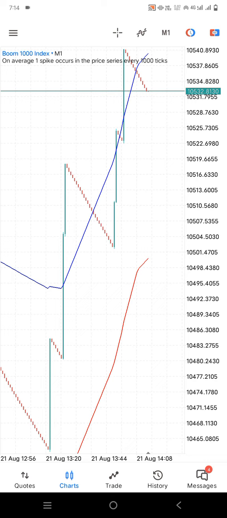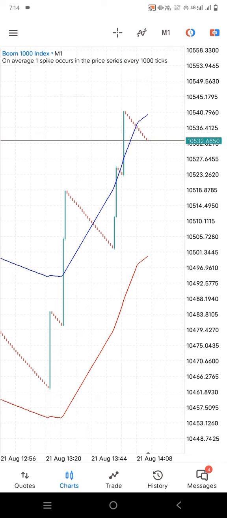Today, I'm going to share an awesome strategy for the Boom 1000 and Crush 1000 index. If you are trading on derivative indices, it's a really special and very easy to understand strategy. You just need to note a few basic points and then you're ready to go.